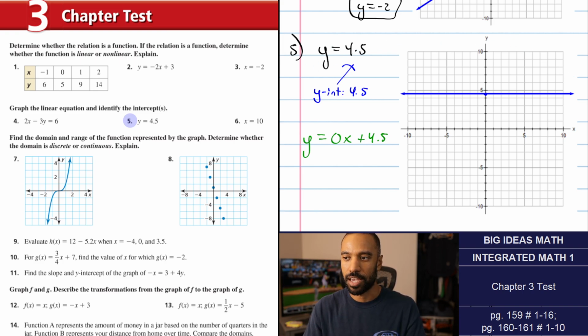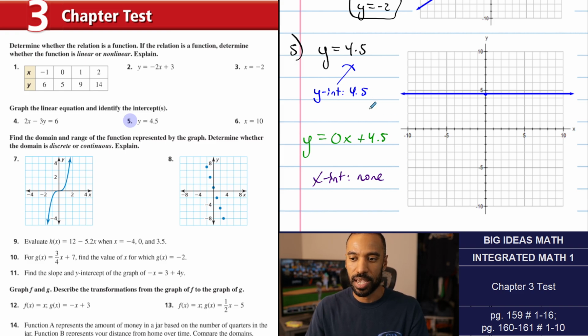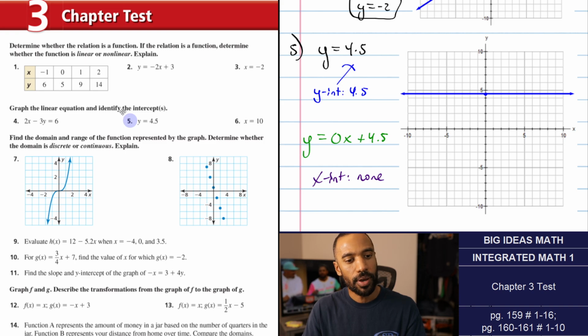Now, they said identify x and y intercepts. That's the y-intercept. There is no x-intercept here. A little bit of a trick question. It doesn't cross the x-axis. It's parallel to the x-axis. Therefore, there's no x-intercept. It never said to state one way or the other, but don't state one if there isn't one. So I'm just stating none. It says intercept or intercepts, which is part of the tricky part.